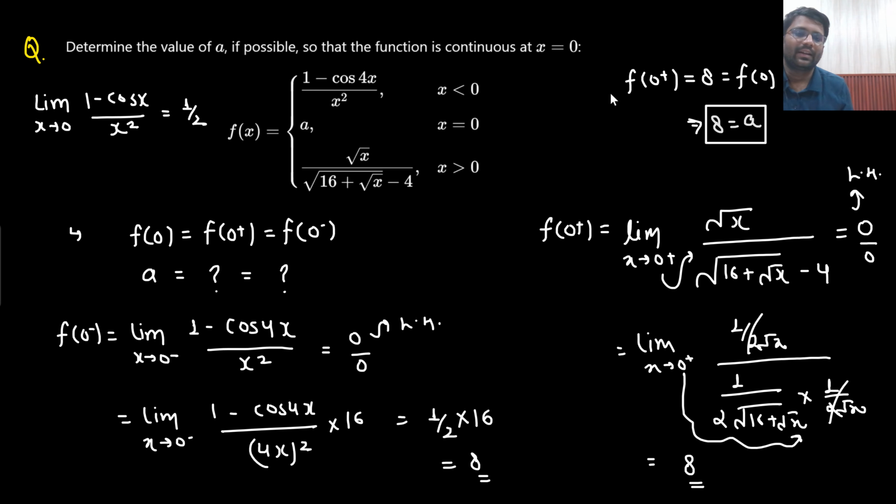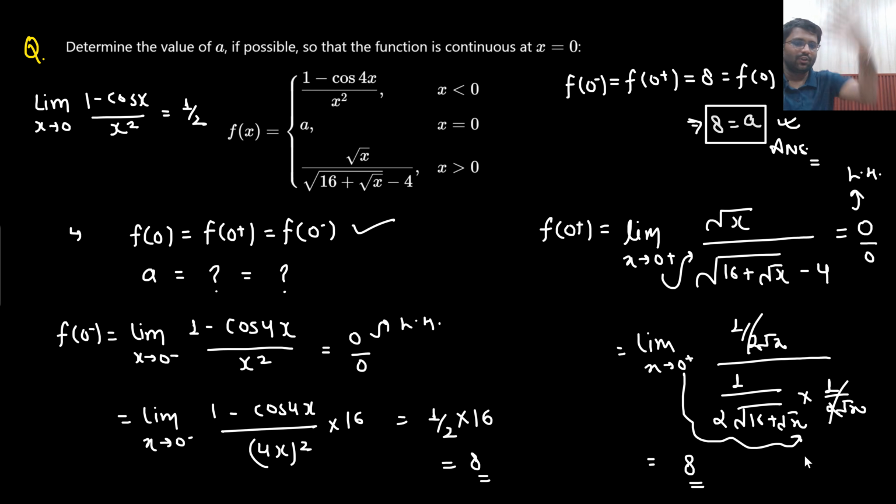So now you can see that this is coming out to be equal to f of 0 minus as well. That means yes sir, the limit exists, the function is also continuous, and f of 0 minus is giving me 8, f of 0 plus is also giving me 8, and the value at f of 0 is a. That means a will be equal to 8 only. So the answer will be 8. Understandable?